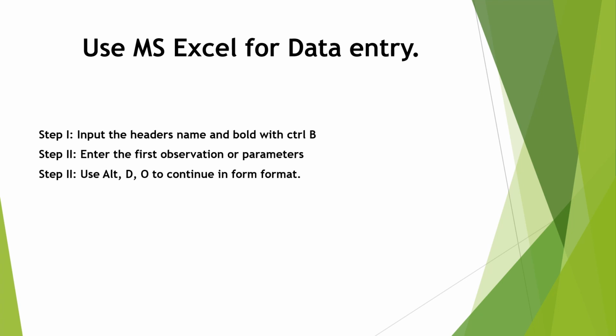How do we use Microsoft Excel for data entry? Step 1, input the header's name and bold with Ctrl B. Step 2, enter the first observation or parameters. Step 3, use your Alt DO to continue in the form format.